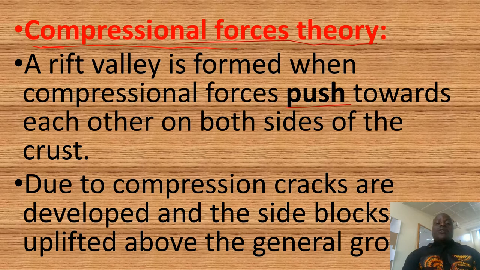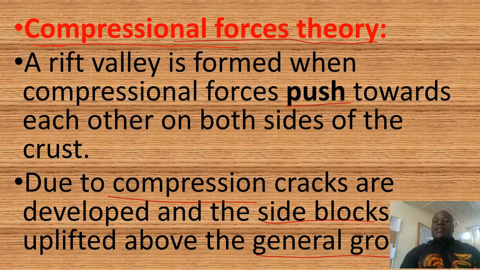Remember, due to compression, due to too much compression, they put this crustal block on stress, and finally, the lines of weaknesses or the cracks are formed within the crustal rock. And after forming the lines of weaknesses, continuous compression will force the side blocks to be uplifted above the general ground level, leaving the central block at a lower level, forming a depression called a rift valley.